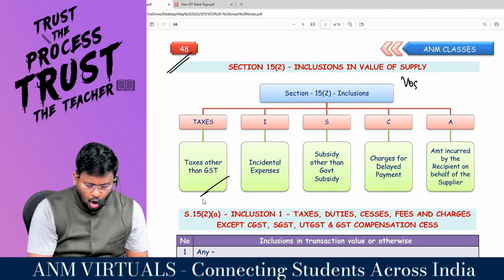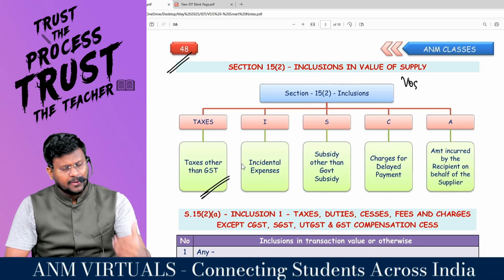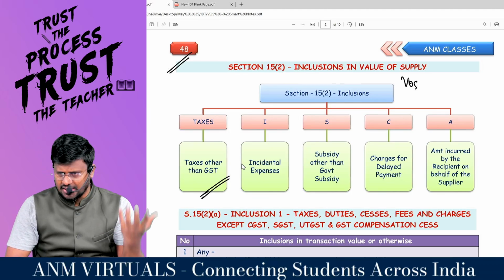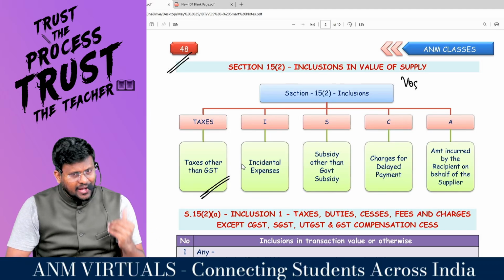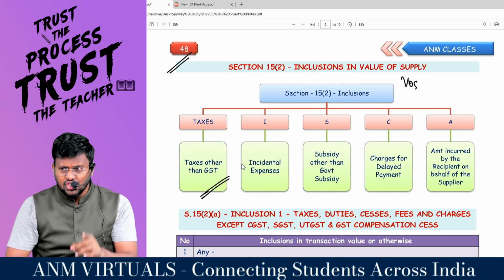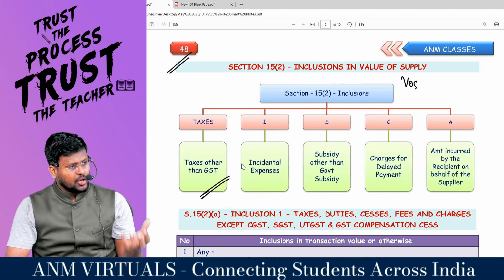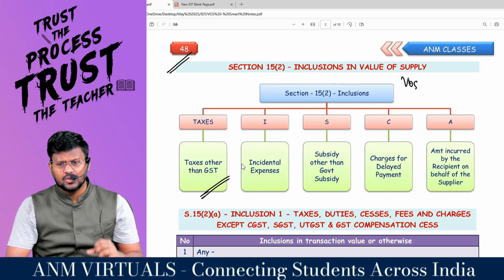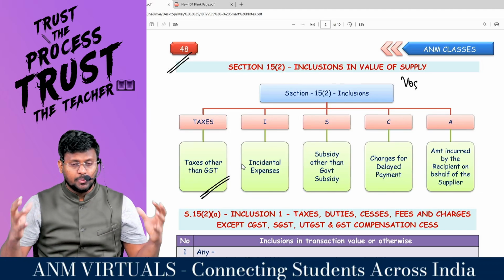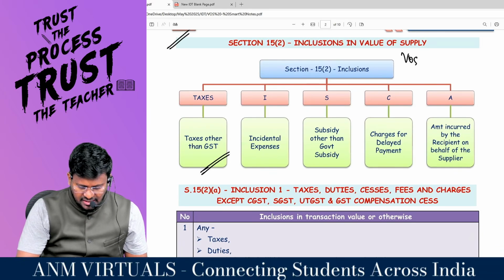Number 1, all taxes other than GST. Other than GST, because for GST you are entitled to take ITC. If you include the GST in the value of supply, the value increases and you have to charge GST on GST. It will be double taxation, a cascading effect will come. In order to remove that only, we introduced the act called GST. So, all other taxes should be included in the value of supply other than GST.